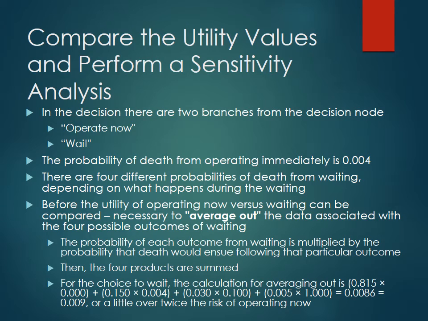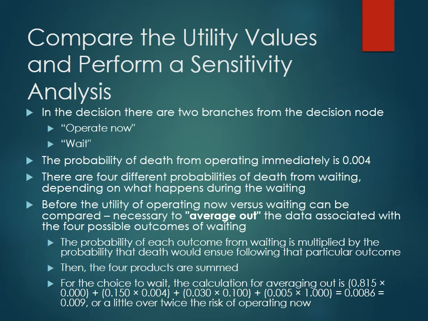So in the decision tree, we saw there was the decision node of either operate now or wait, and then we saw that the probability of death from operating immediately is going to be 0.4%. There are 4 different probabilities of death from waiting, and we saw how it's very, very low if they remain asymptomatic, all the way up to 100% likelihood, say if they had gallbladder cancer. So before the utility of operating now versus waiting can be really compared, it's necessary to average out the data associated with the 4 possible outcomes of waiting, right?